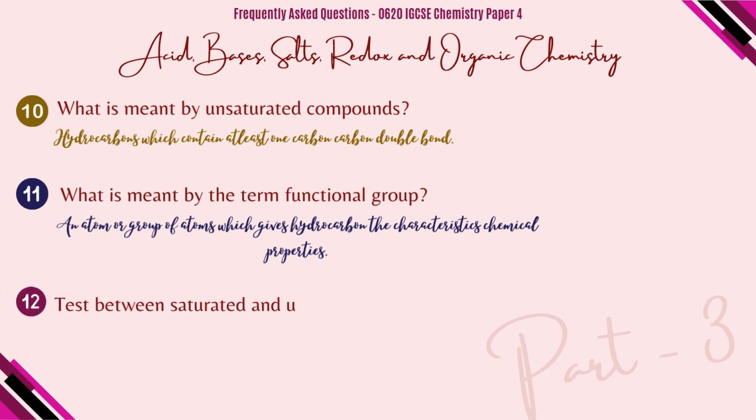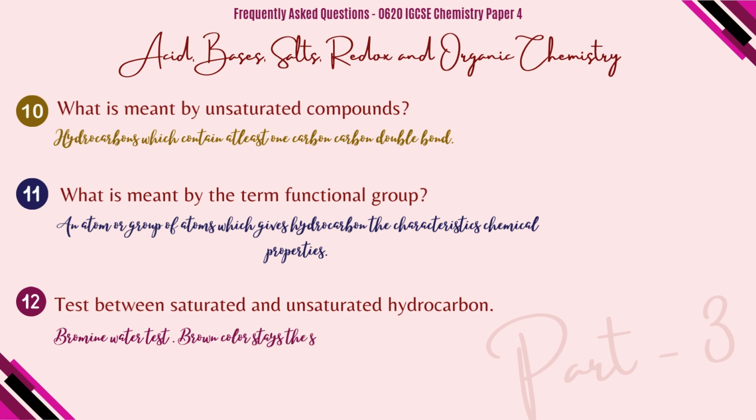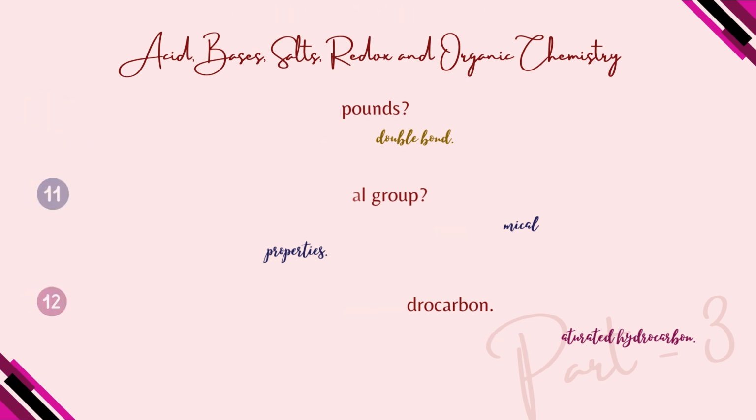Number 12. What is the test to distinguish between saturated and unsaturated hydrocarbons? So the test is the bromine water test. Very common question. Bromine water is brown in color, and it stays brown when we have a saturated hydrocarbon, and its brown color fades or it decolorizes when it is added to an unsaturated hydrocarbon.